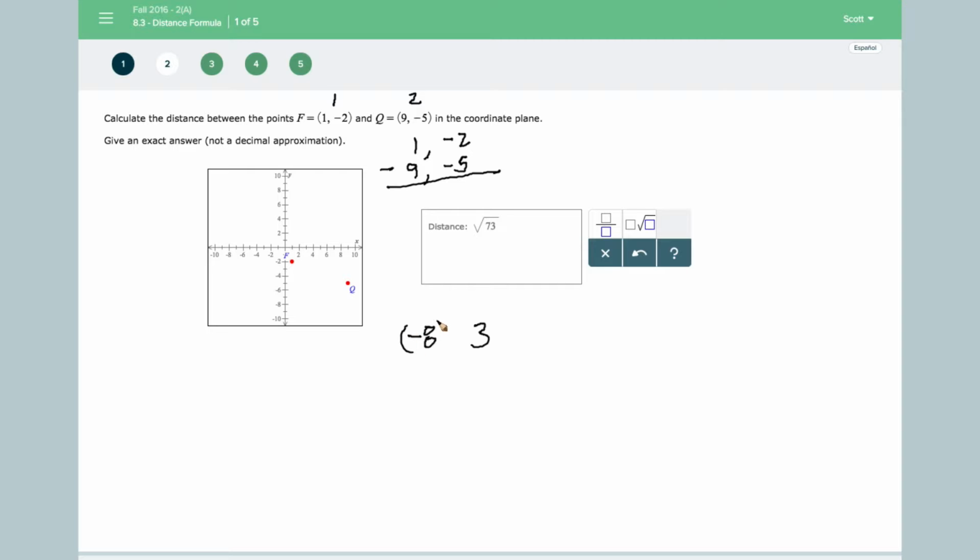Now what I want to do is just square them. -8 squared is 64, and 3 squared is 9. If I add those together, I get 73, and just take the square root of that answer. And we see that's what we got earlier. So it doesn't matter which one you use, as long as you always do, like the distance formula, x1 minus x2 or x2 minus x1. As long as you do the same thing to the y value, you're fine.